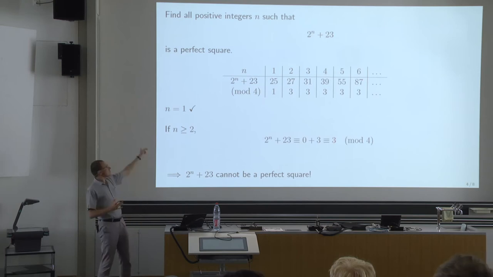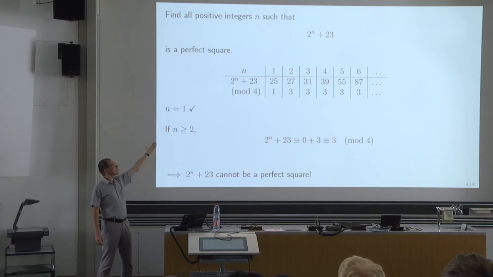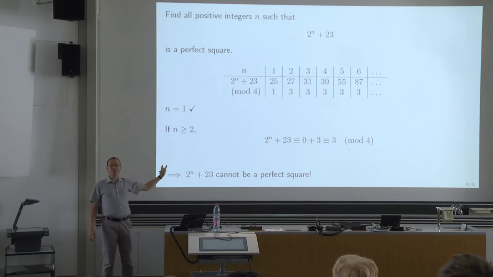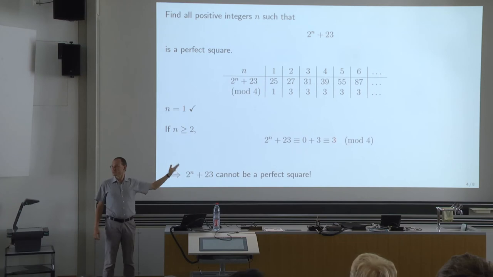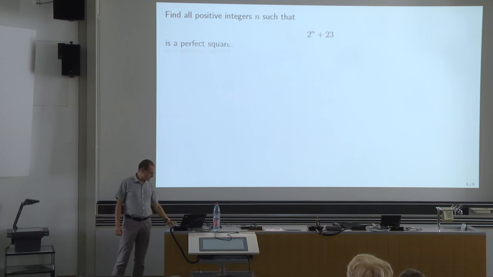Look, if you don't look at clock arithmetic mod 4, how would you prove that n equals 1 is the only solution? This is an application of mod 4 clock arithmetic. Show that this is a perfect square only when n is equal to 1.